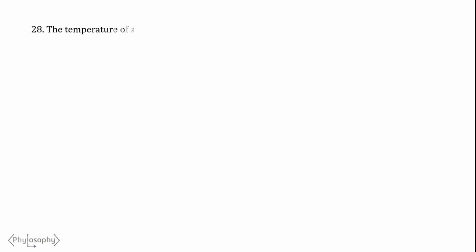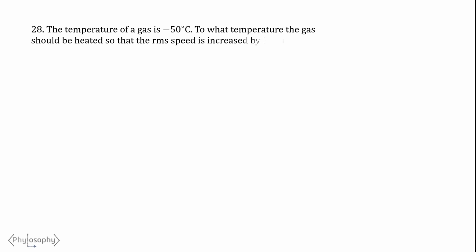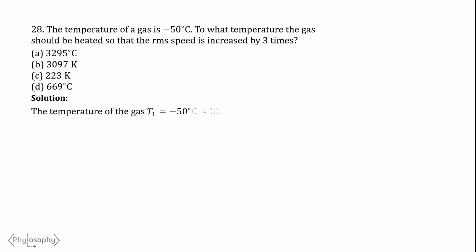Our next problem is, the temperature of a gas is minus 50 degrees Celsius. To what temperature should the gas be heated so that the RMS speed is increased by 3 times? And these are the four options. So according to the question, it is given that the temperature of the gas is T1 equal to minus 50 degrees Celsius, or if we convert it into Kelvin, then it is equal to 223 Kelvin.